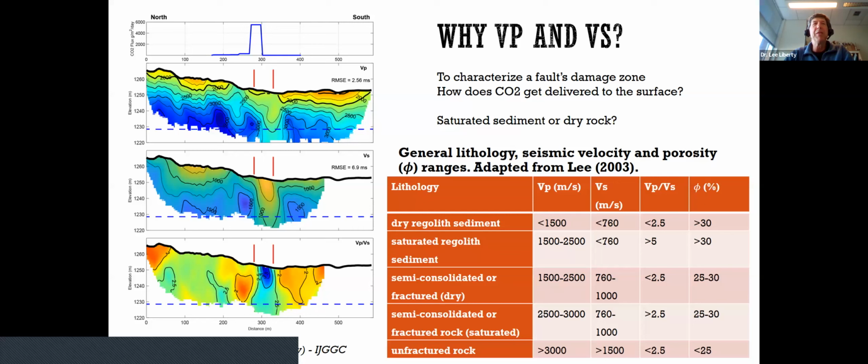And we see here that they are above 2.5 for the VP/VS ratio. The P-wave velocities are upwards of 2,500 to 3,000 meters per second. So we conclude in this particular case that we have semi-consolidated or fractured saturated rock. Without having VP and VS, we weren't really able to separate the lithology and the fluid components of this data set.